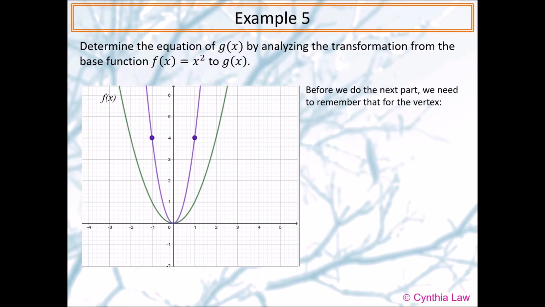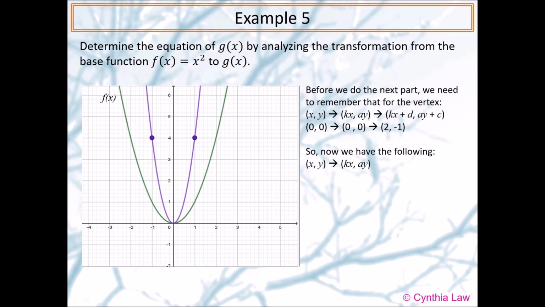Before we do the next part, we need to remember that for the vertex, we have 0, 0 at the beginning. For the middle curve, it's still 0, 0. And then for g of x, the vertex was 2, -1. So now we have the following.